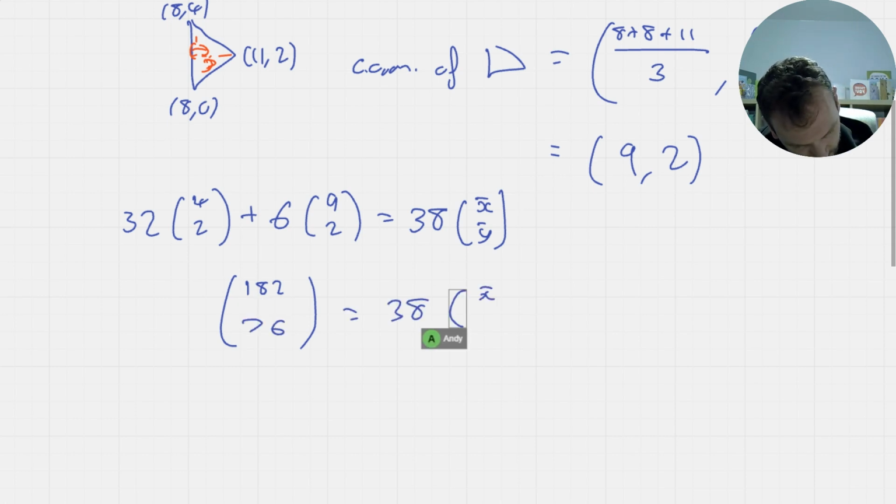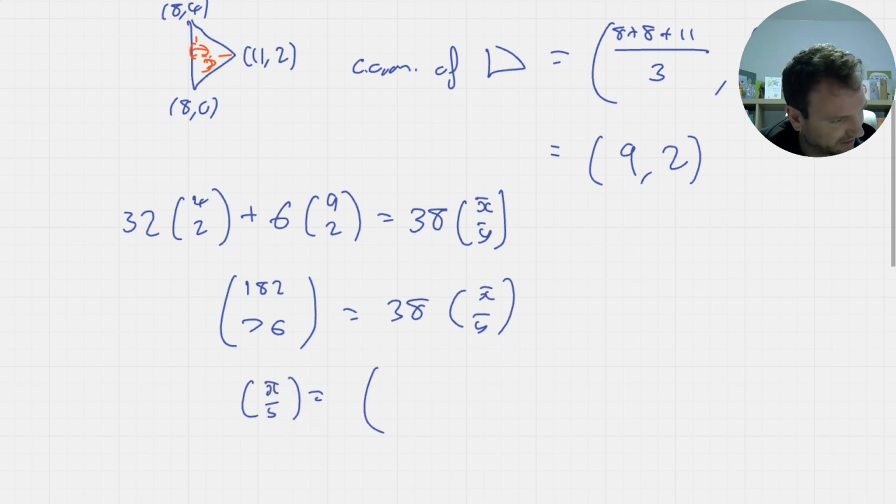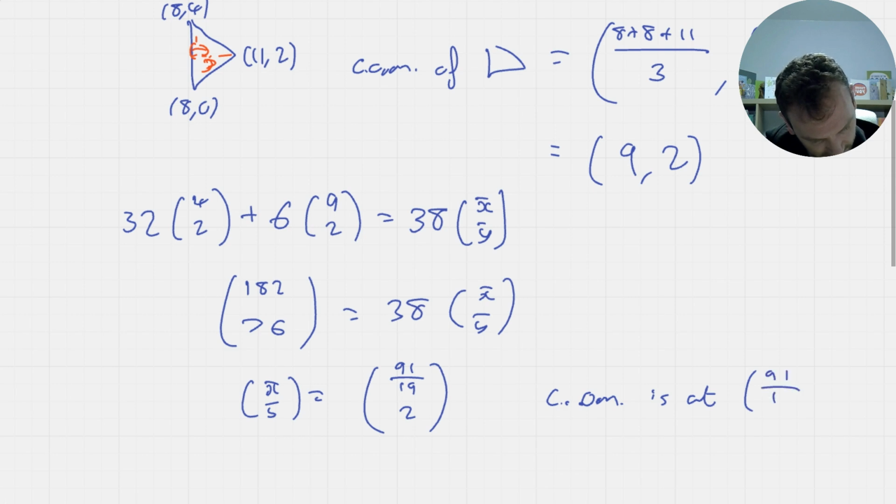And then we're just going to have that x bar, y bar is equal to a not particularly nice number on the top, 91 over 19, and 2, as we're expecting there. I might often give centre of mass as coordinates, so this is at 91 over 19, 2.